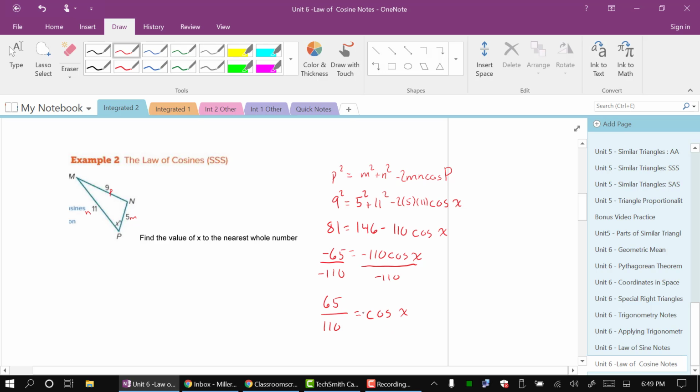Now I need to get x by itself, so I'm going to take the inverse of cosine. This will give me the measure of angle x, which is angle p, equals cosine inverse of 65 divided by 110. When we type that in, we get that x is about 54 degrees. So the measure of angle P equals 54 degrees, because x was standing in the place of angle P.